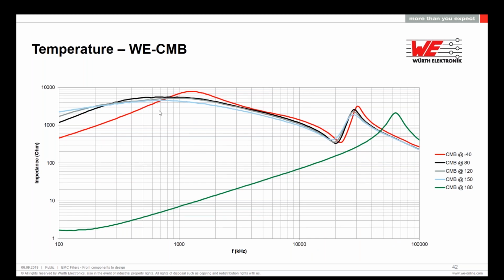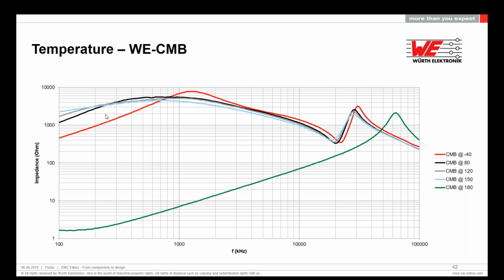This is basically the impedance of a CMB component, and we are going from -40 degrees to 180. This component is recommended only up to 125, so we will stay here more or less. But you see we get to a really high temperature. So when we check here, at 180 degrees, we basically lost all the magnetic properties. Which means we are over the Curie temperature, and the other curves are changing a lot.